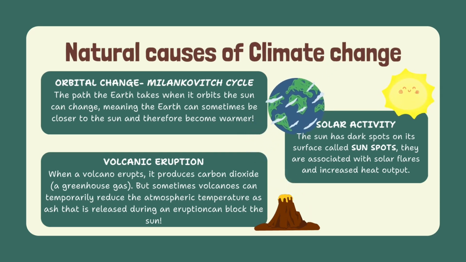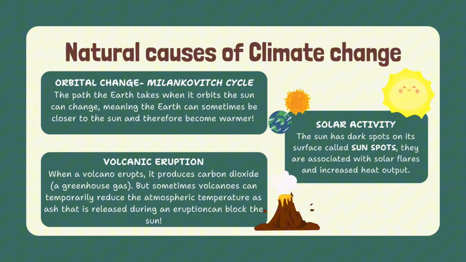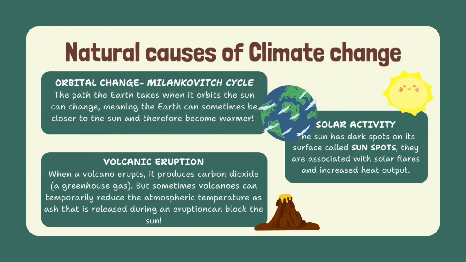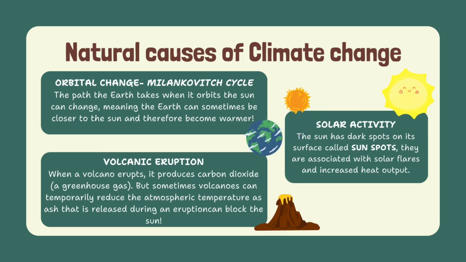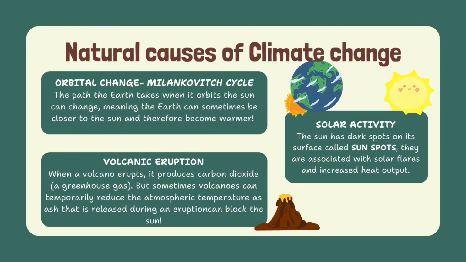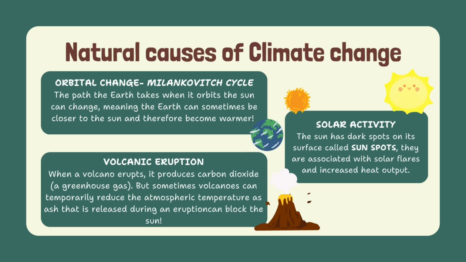Volcanic eruptions. When a volcano erupts, it produces carbon dioxide, a greenhouse gas. But sometimes volcanoes can temporarily have a cooling effect, as ash from the eruption can block the sun. And solar activity. The sun has dark spots on its surface called sunspots. They are associated with solar flares and increased heat output. Basically, the sun is stronger.